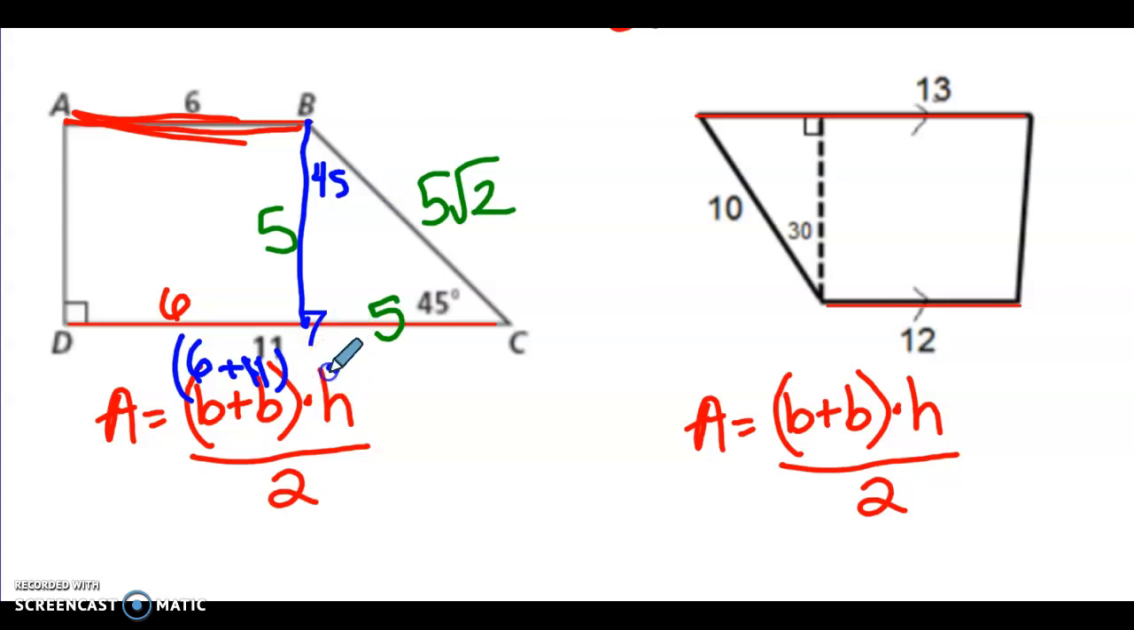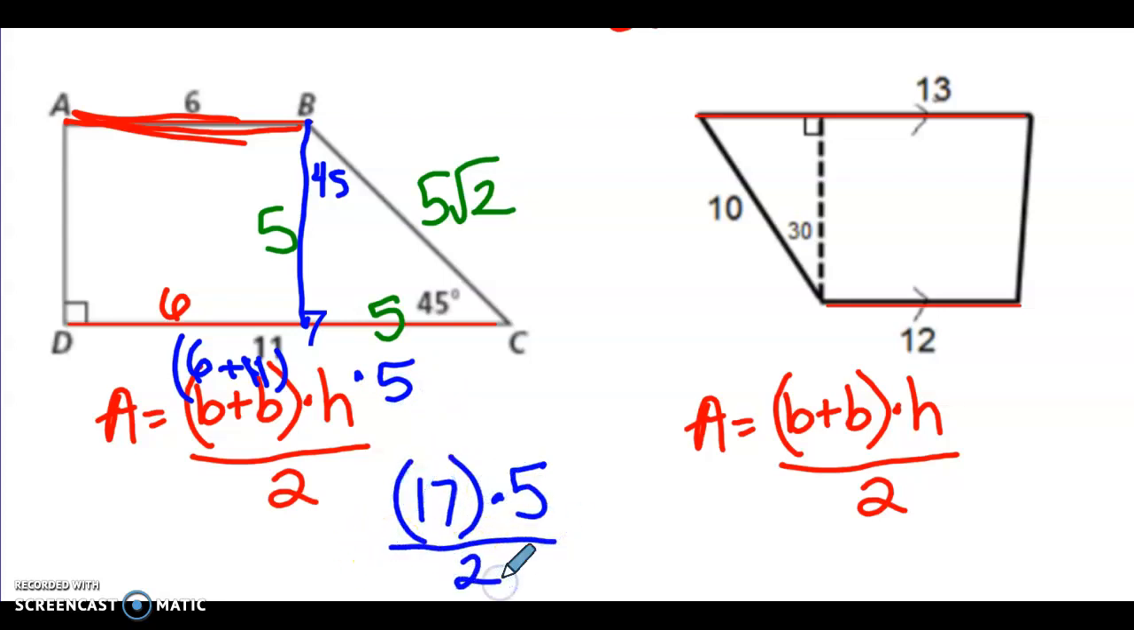So I do the 6 plus 11 is 17. So I do that first. 6 plus 11 is 17. Then I times that by 5. And then I divide by 2, which I think this one is going to give us a decimal, which I'm just not going to do out. Okay, so you guys can figure that out if you'd like.